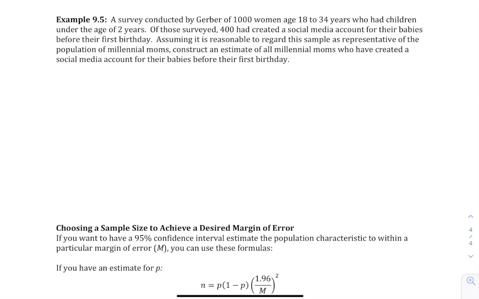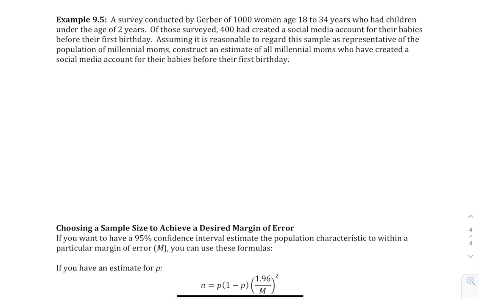9.5, I'd like us to use StatCrunch in order to do this calculation. This is based on a survey conducted by Gerber of 1,000 women aged 18 to 24 who had children under the age of 2 years. Of those surveyed, 400 had created a social media account for their babies before their first birthday. Assuming it's reasonable to regard the sample as representative of the population of millennial moms, construct an estimate of all millennial moms who created a social media account for their babies before their first birthday.